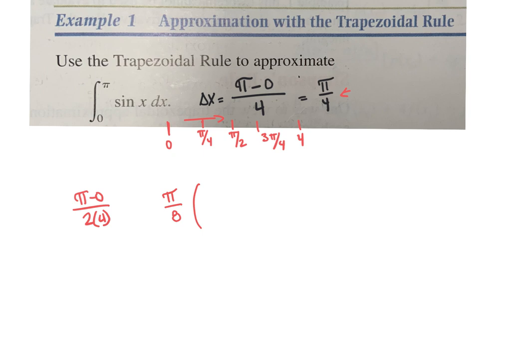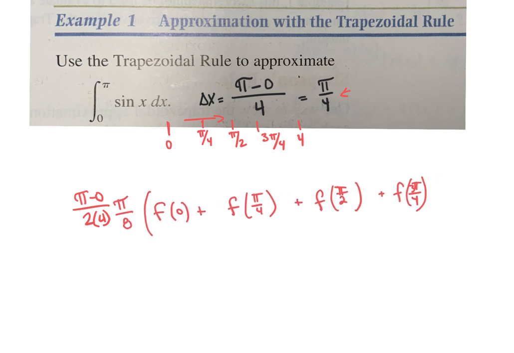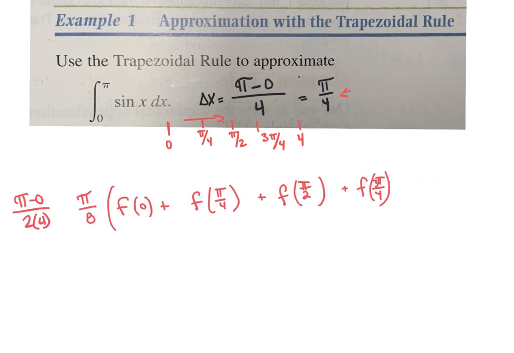Because now the rule says, you're going to take this and plug it into that function you've been given. So we're going to plug in f of 0. We're going to plug in f of pi over 4. We're going to plug in f of pi over 2. We're going to plug in f of 3 pi over 4. And scooch it over a little there. We're going to plug in f of pi.